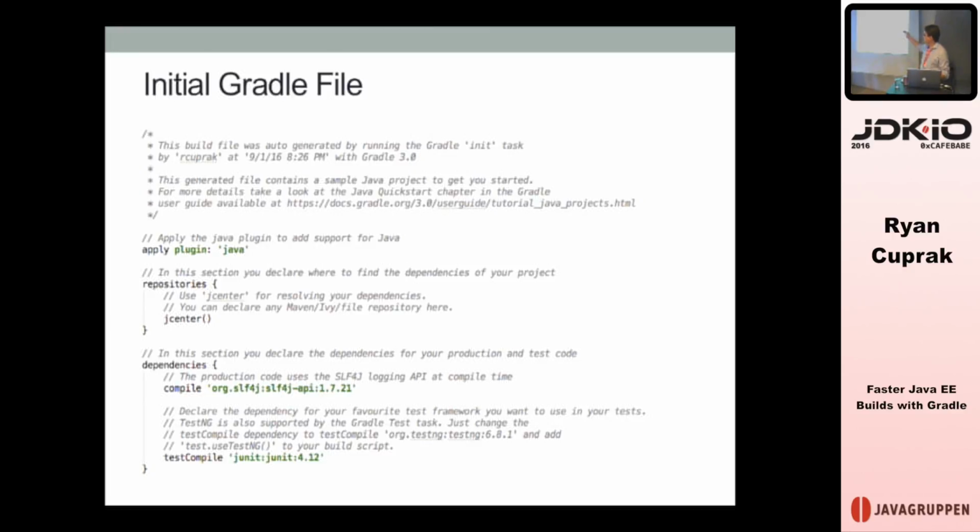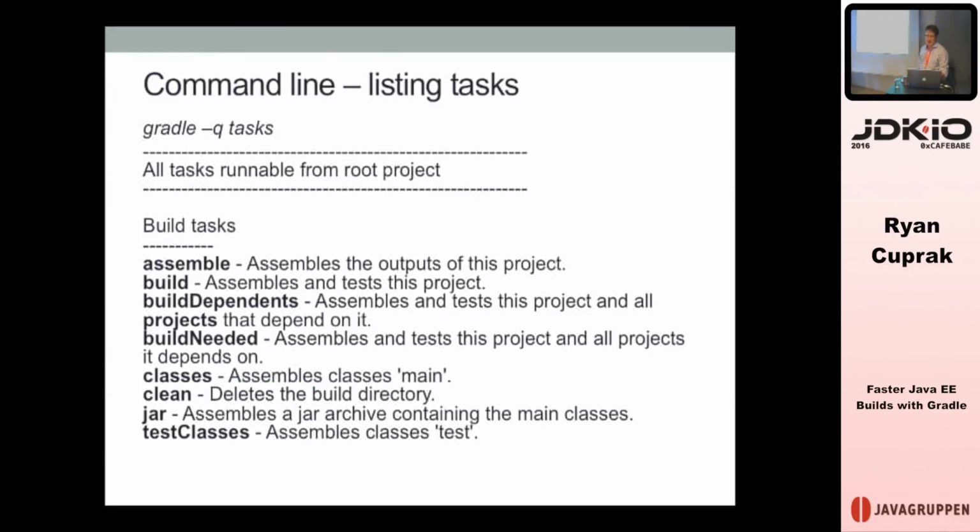And the initial build file that it generates is this. So we've got up at the top, apply the Java plugin, which means we're going to be building something with Java. And it inserts the repository JCenter and the dependencies for a logger and JUnit. So this is the starting point file that it creates for us.